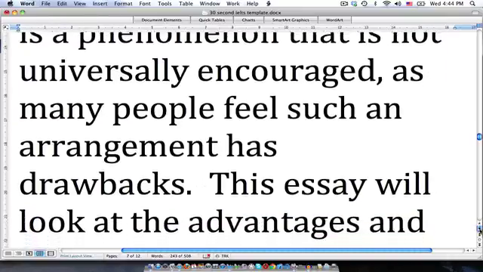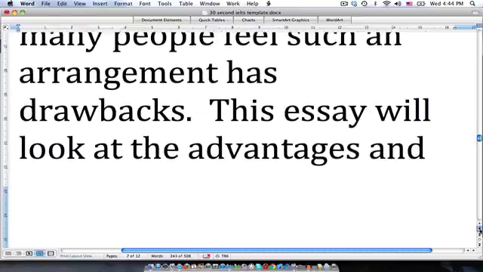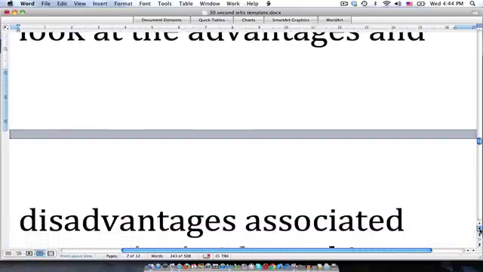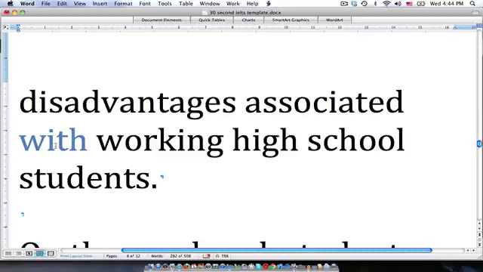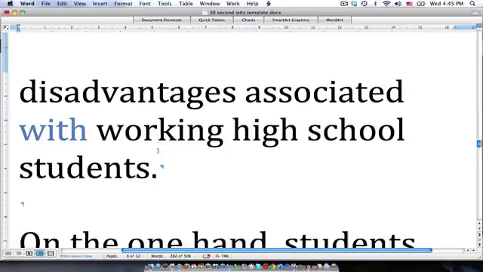This essay will look at the advantages and disadvantages associated among, to, with working high school students. And "associated" often couples with "with." So that would be the correct answer here. I know many of you were thinking "to." Students often use "to" when they shouldn't, and here this is one of those circumstances. So, associated with working high school students.